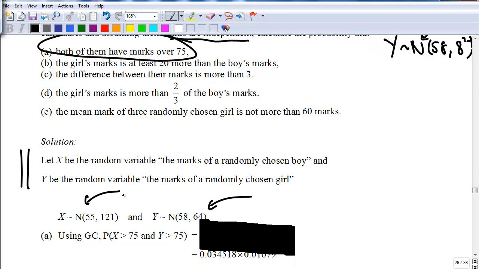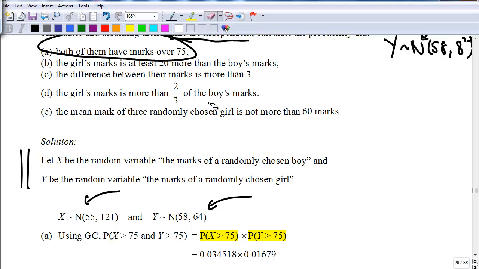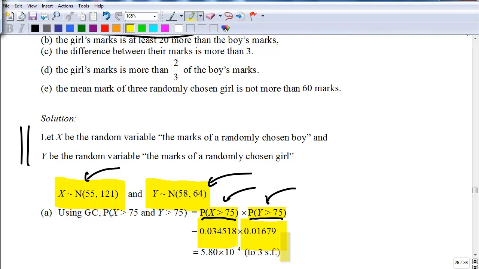So what we want to find is the probability that both of them have marks over 75. In other words, we want the boy to have more than 75 and we want the girl to have more than 75 marks. So all we need to do is to multiply the probabilities together, and for each one of them, you can make use of the GC, using these values to compute the probabilities. Then once I have everything, just multiply them out, I have my answer. Done.